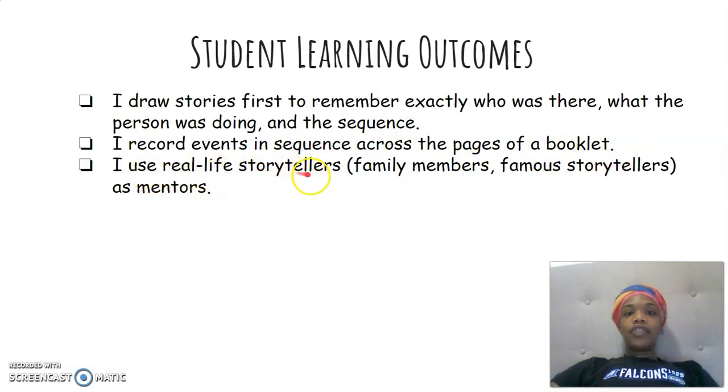I use real life storytellers, family members, famous storytellers as mentors. Now, I will be demonstrating how you can do that by reading a story today to you to show you how the author was using it in a step-by-step process.